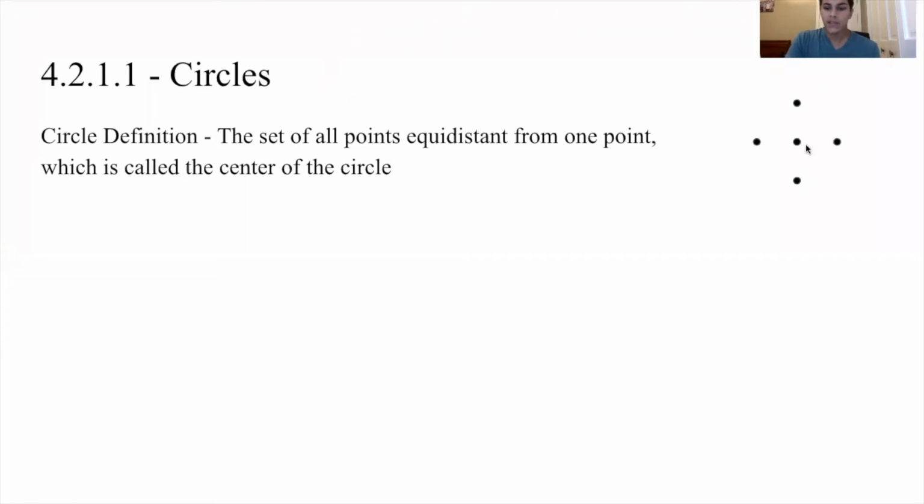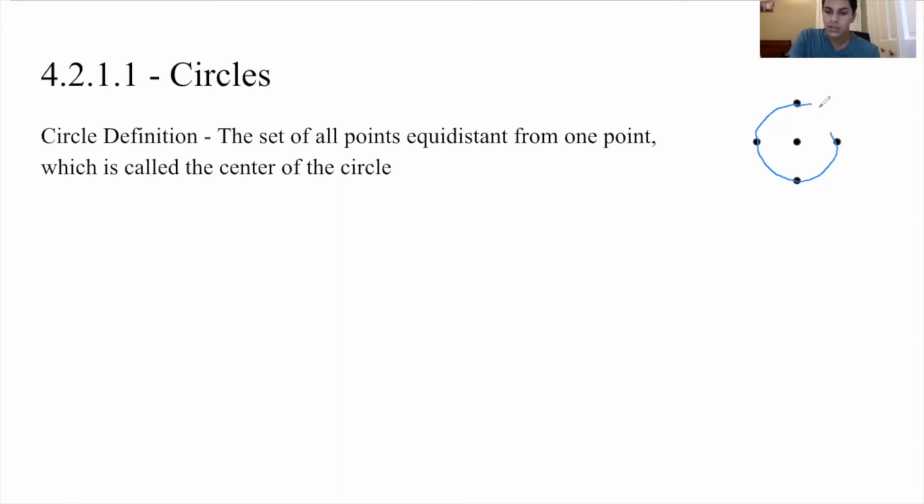As you can see, I have 5 points drawn out, with one of them in the center. Imagine this is the center of our circle. The circle definition is the set of all points equidistant from that one point. So all 4 of these points are the same distance from the center. And if I were to draw a line connecting them, making sure that all the points on this line are the same distance from the center, that's what gives me the circle.